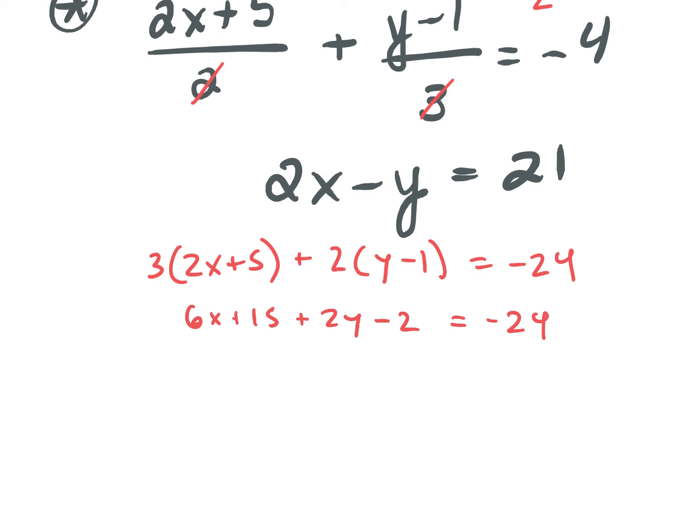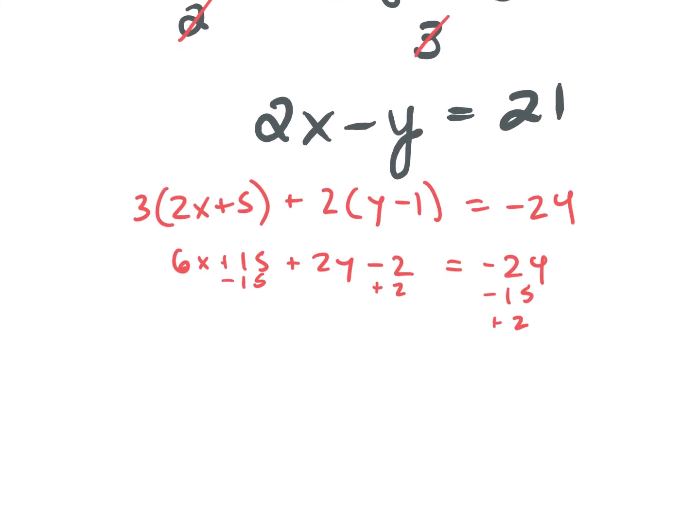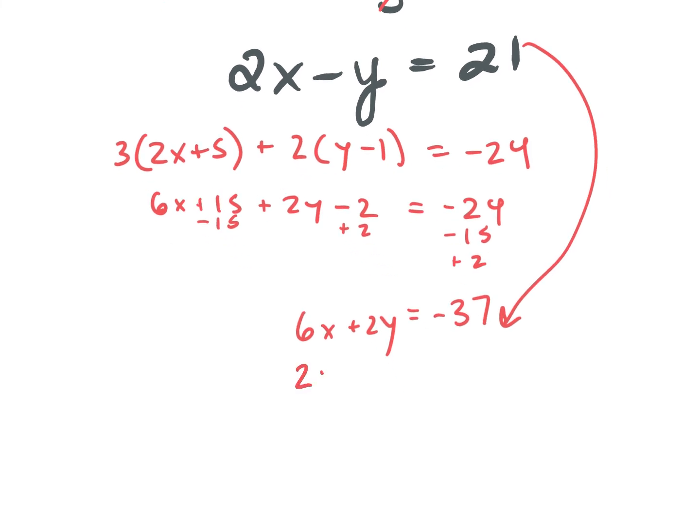I want to get my equation to look like this because ultimately I'm going to solve with elimination. So move all the numbers to one side and just leave your x's and y's on the left side. So subtract 15 and add 2. When we subtract 15, we get negative 39 plus 2 would be negative 37 is equal to 6x plus 2y. So I'm going to rewrite my original second equation right below it so I know what I'm working with.